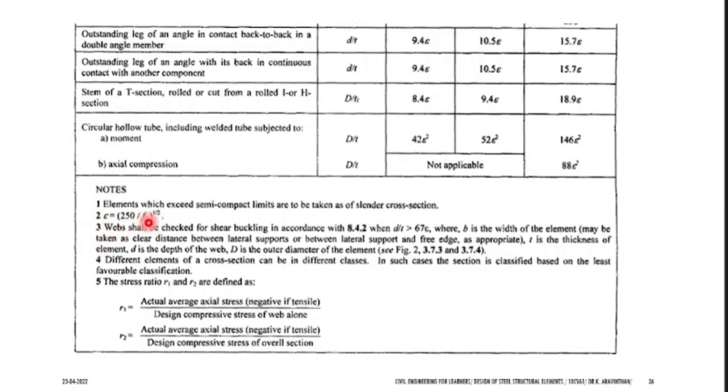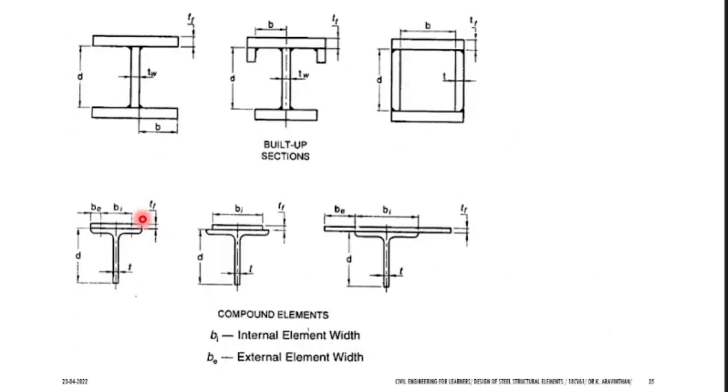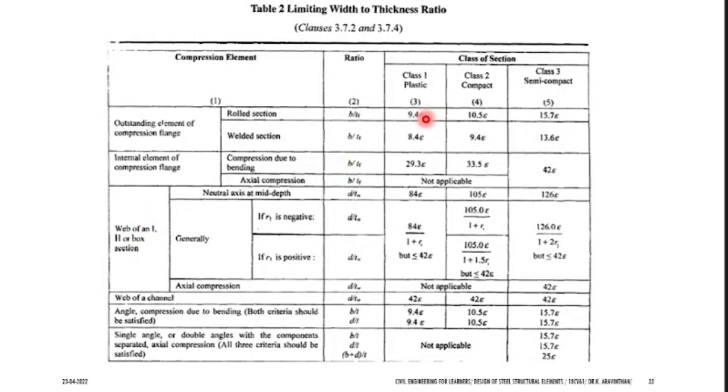What do you mean by Fy here? Yield strength of the material. So if you have yield strength of 250, 250 by 250 will be what? 1, and root of 1 will be 1. You have to substitute 1 here. So 9.4 into 1 will be what? 9.4 only. If breadth to thickness of the flange is equal to 9.4, then your section will be plastic. If you are designing your section like that, if the section is failing, it fails under plastic mode only. It will not get buckled. Your section will not get buckled.